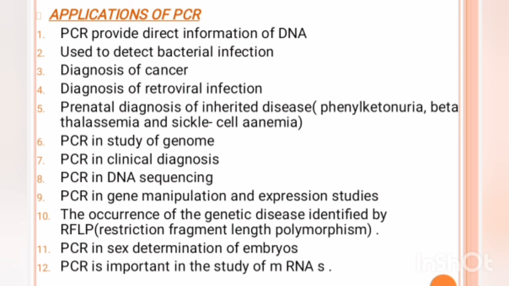PCR used in the sex determination of embryos. Sex of the human and livestock embryos fertilized in vitro can be determined by PCR by using primers and DNA probes specific for sex chromosomes.